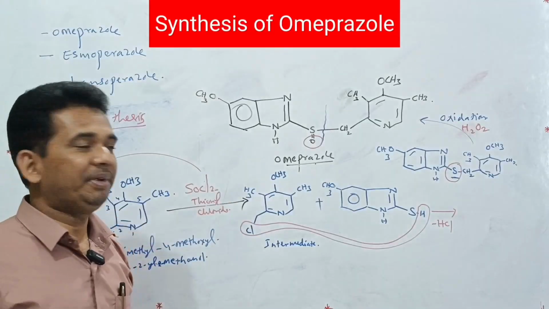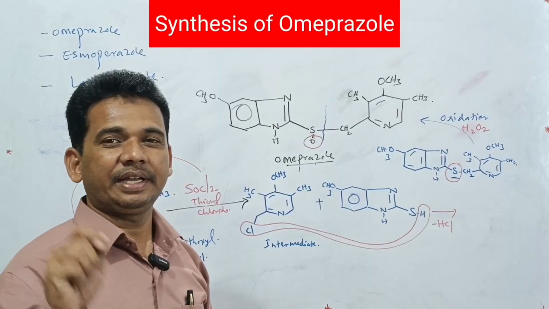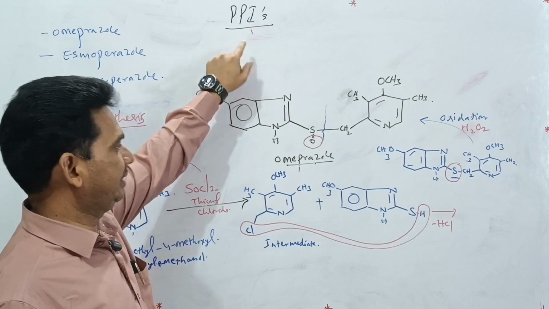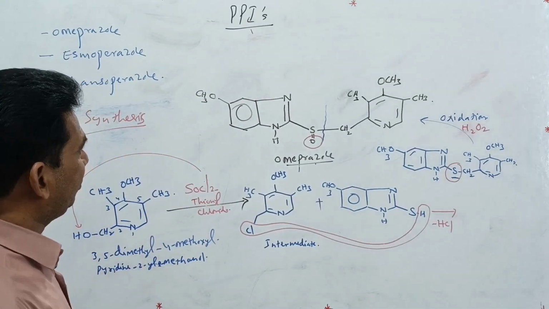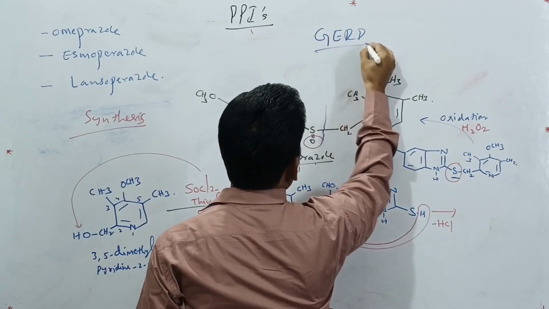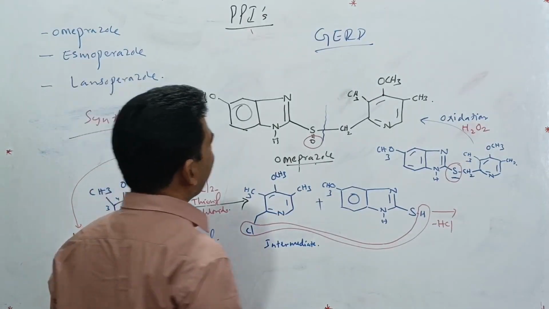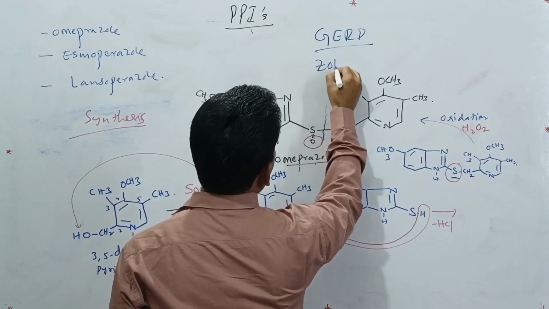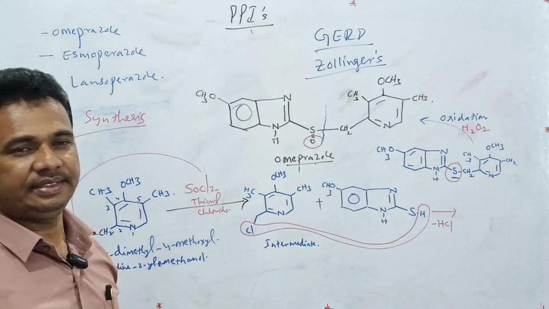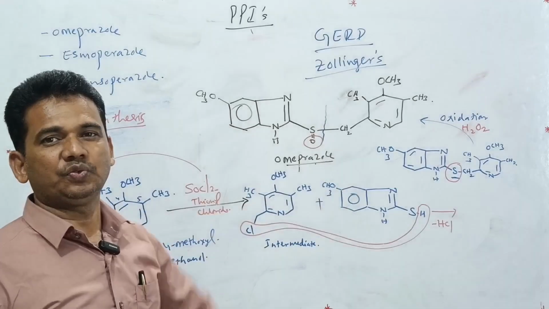Then after that, it will react with the ATPase enzyme. It will prevent the action of the H+/K+ ATPase, preventing the pumping of the proton, to act as the proton pump inhibitor. When it comes to its uses, it is used in GERD, gastroesophageal reflux disorders, and along with that, it is useful in Zollinger-Ellison disease also. In both cases, it is going to be very, very useful.